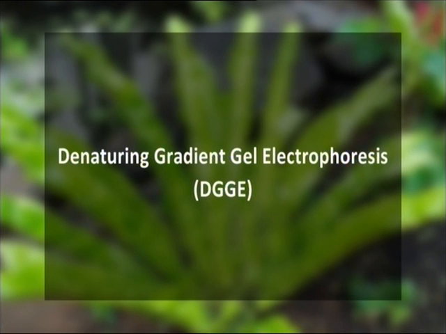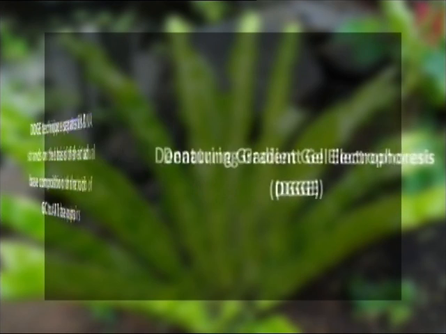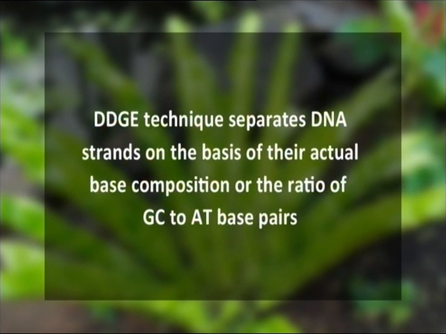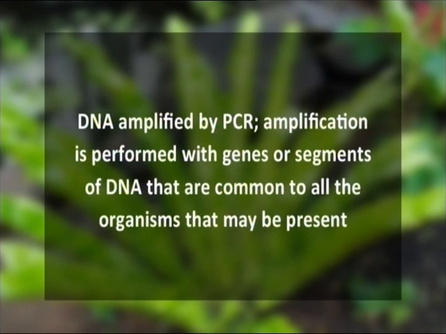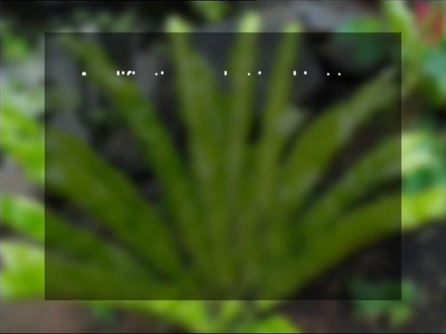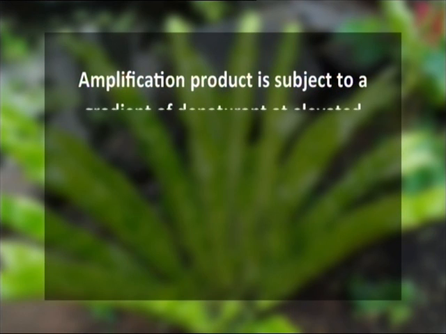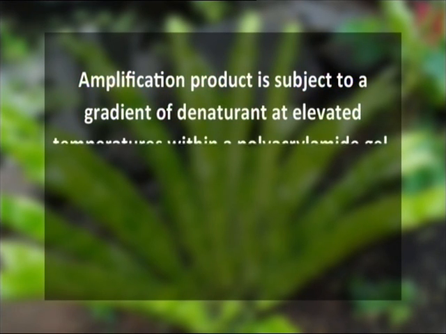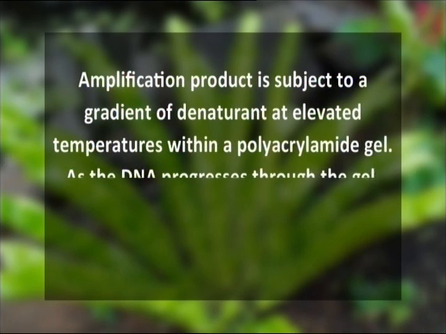Now, the next technique is denaturing gradient gel electrophoresis, DGGE. This technique separates DNA strands on the basis of their actual base composition, or the ratio of GC to AT base pairs. Typically, DNA is amplified by PCR. Amplification is performed with genes or segments of DNA that are common to all the organisms that may be present. The amplification product is subjected to a gradient of denaturant at elevated temperatures within a polyacrylamide gel.